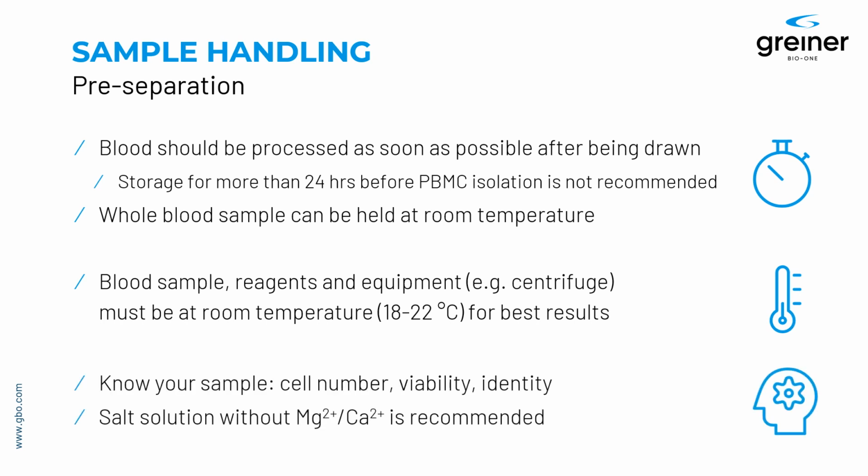As with every cell workflow, but especially if the outcome of an experiment is not as expected, it might be a good idea to have an initial assessment of the cell sample used. Cell number, viability, and identity are good parameters to check, which can be done fairly easily with flow cytometry. A balanced salt solution without magnesium and calcium is recommended to avoid unwanted cell-cell interactions.